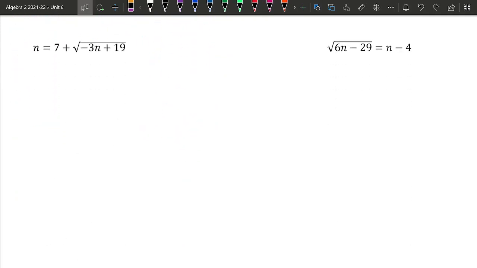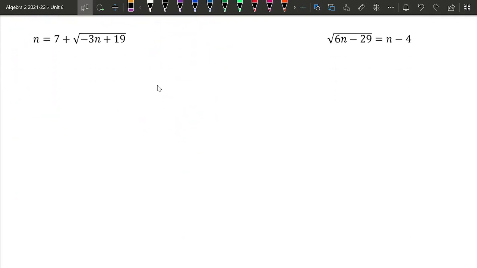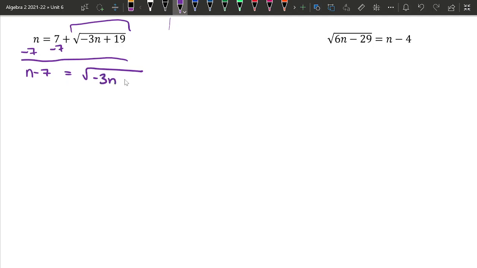All right, so I'm going to look at this one. So I'm going through the same steps. Get the square root part by itself, the radical needs to be by itself. To do that, I'm going to subtract 7. Oh, my pen's way off today. There we go. So n minus 7 equals the square root of negative 3n plus 19.